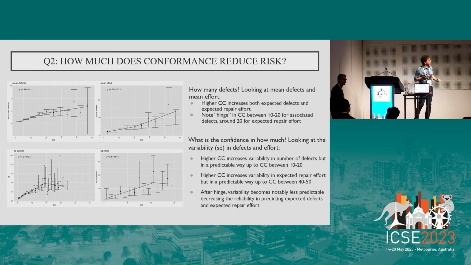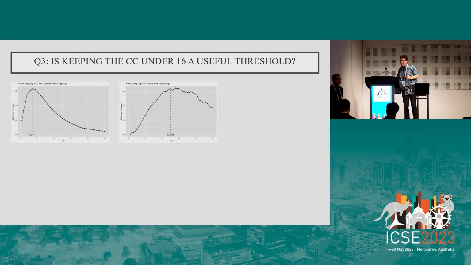In addition, what's the variability? So there's also this interesting knee in the curve, and what you can see is as the complexity numbers increase, there's an inflection point. Beyond that, the variability grows huge. So that means if we keep things to the left side of that inflection point, the smaller complexity numbers, not only are there fewer defects and less effort, but the variability is less. It's more predictable.